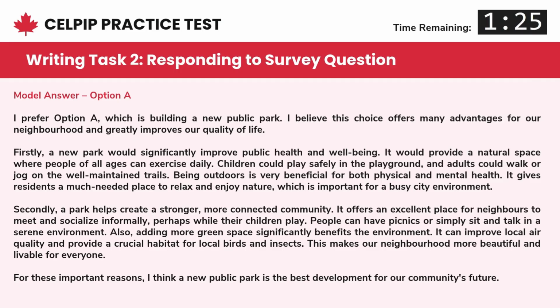Here is a model answer for the CELPIP Writing Task 2. You can pause the video now to read the full answer if you need more time. This response clearly states its choice for building a new public park. It then provides two main reasons to support this preference. For example, it explains that a park would significantly improve public health and well-being.